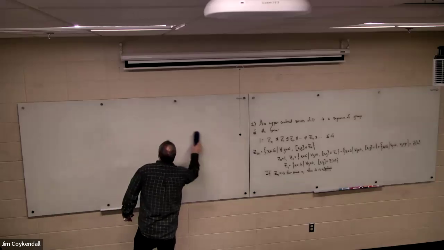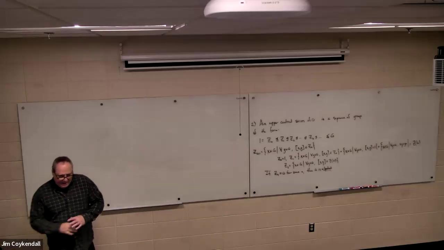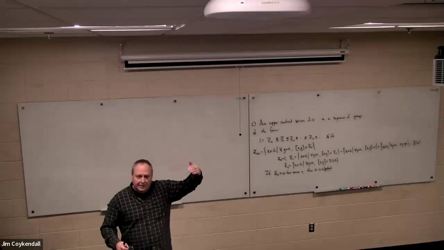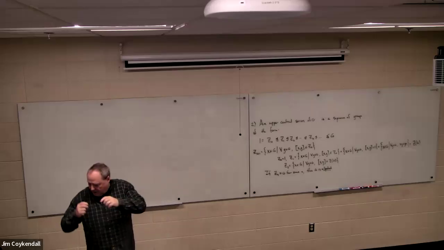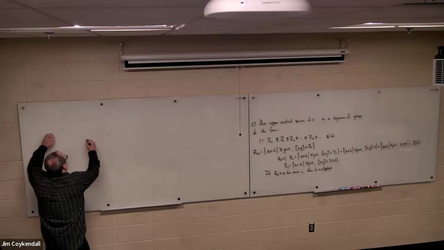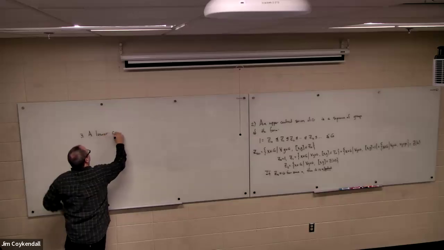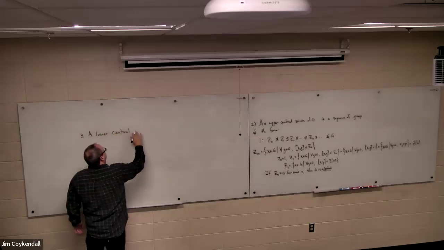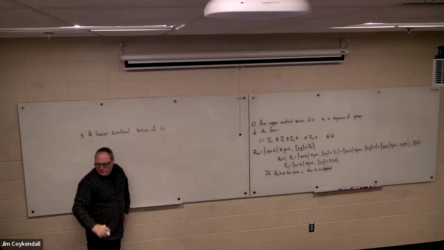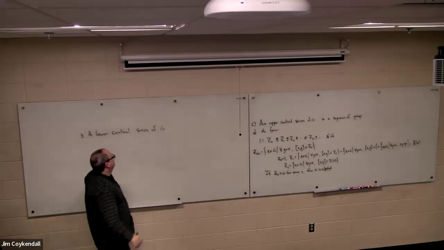So in the ones that we've done before, the ones we did with the central series, we started at the identity and we built bigger groups and we asked ourselves, does this eventually end up at whatever the group is? We can also go the top-down approach. Definition 3: a lower central series of G, or for G, if you will, is a sequence of subgroups of G.